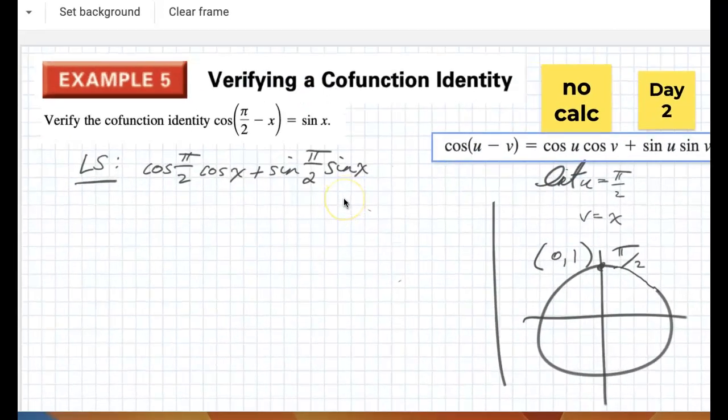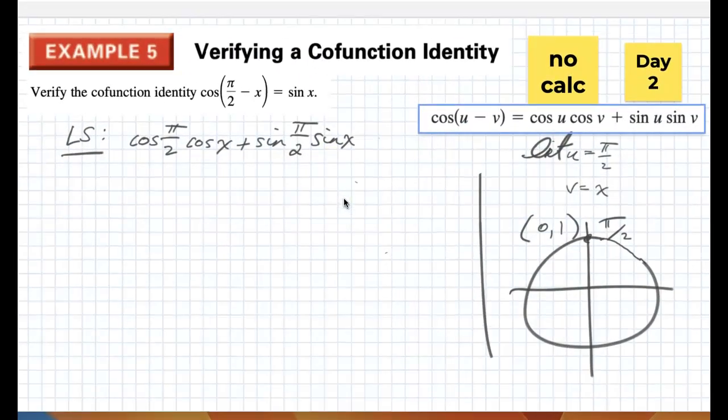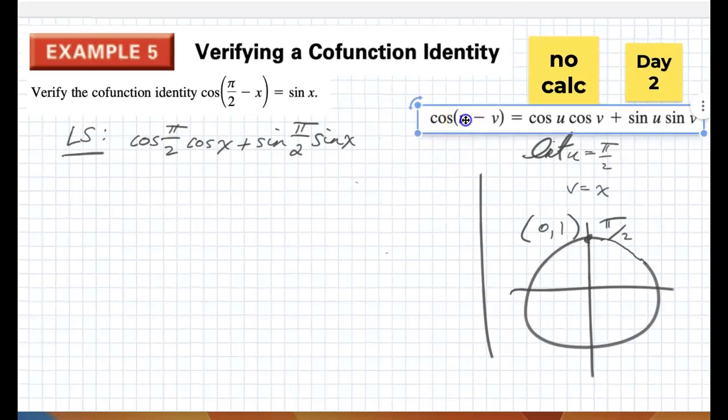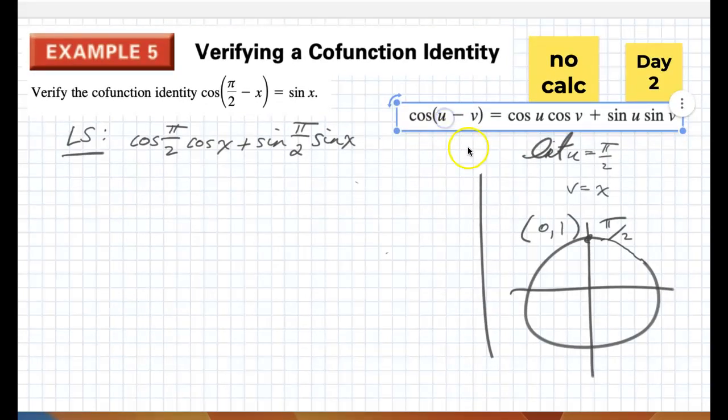Okay, I've just worked that far to show there's that formula that I had, and if we take that, the pi over 2 is going to be our first piece, so u is the pi over 2, and then v in the formula is going to be our variable x. We can substitute, and we've got here cos pi over 2 times cosine x plus sine pi over 2 times sine x. That's what the left side is.